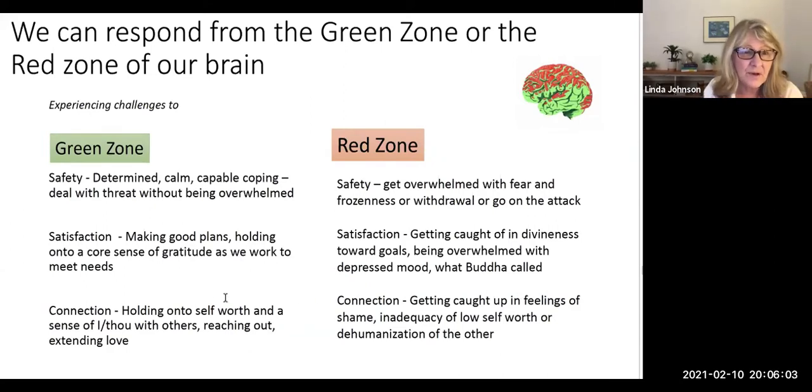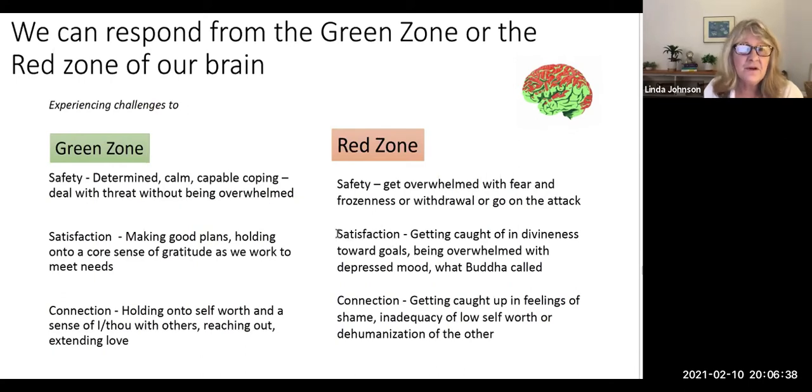So we can make good plans to solve the problems that we have, use our creative resources, and hold on to a core sense of gratitude as we work to meet needs, right? Because gratitude has been proven to be one of the most powerful practices that we could do to help us feel good, period, to shift our attention from feeling a sense of, I don't have that, to look what I do have and my gratitude for what I do have. And that ironically tends to bring what we want to us faster.